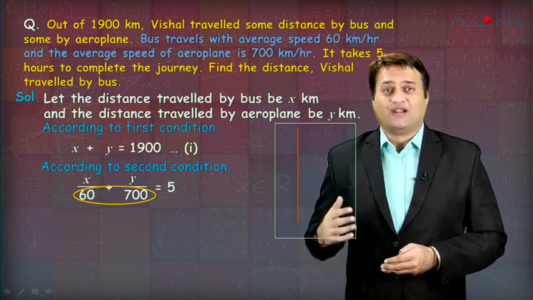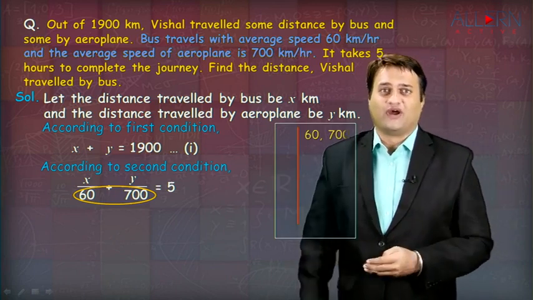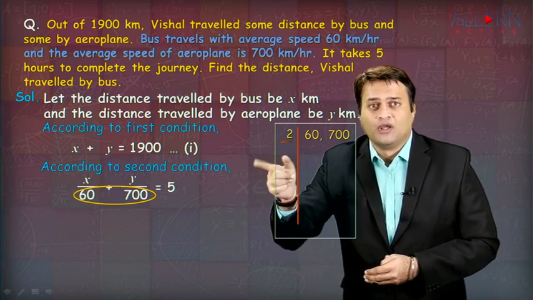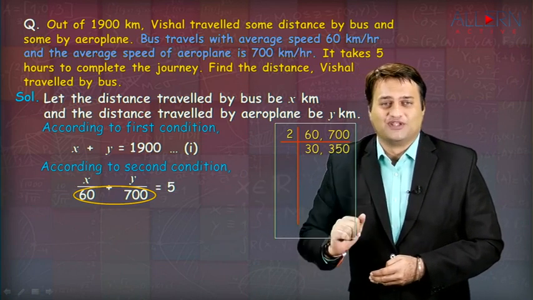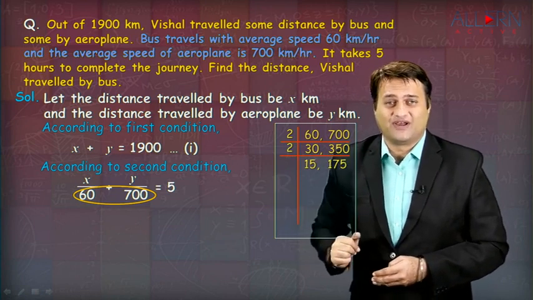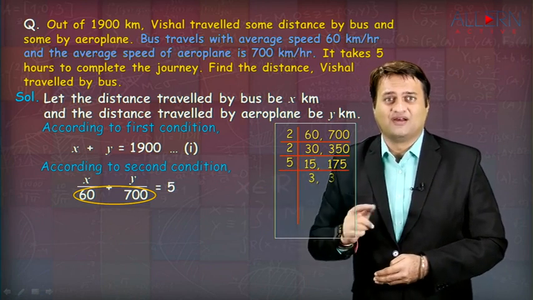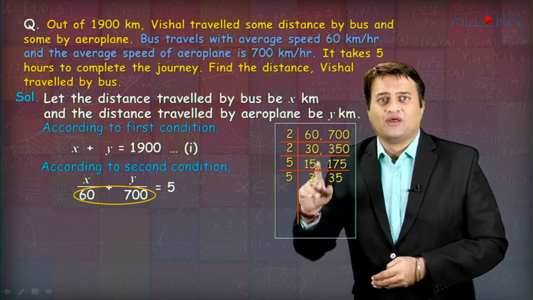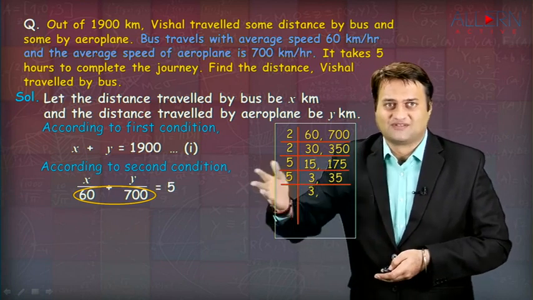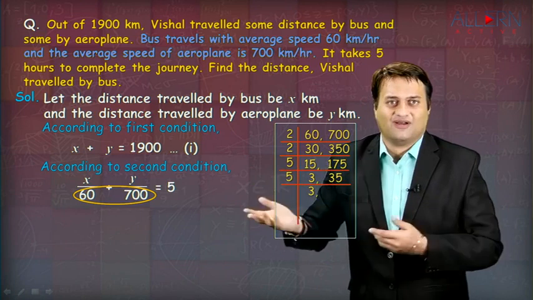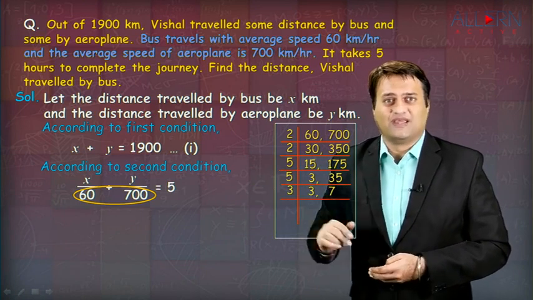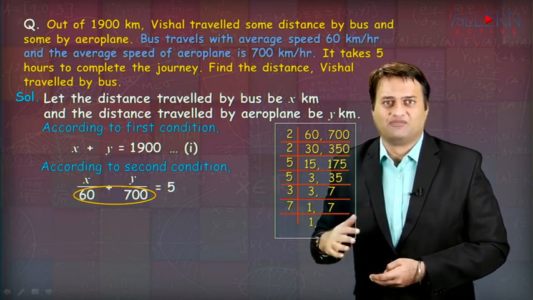60, 700, let's take the LCM. We all know how to find the LCM. The LCM of 60 and 700. Let's see how to do it. 2 30s are 60, 2 350s are 700, 2 15s are 30, 2 175s are 350, 5 3s are 15, 5 35s are 175, 5 3 as we do in LCM, because 3 is not divisible by 5, and 5 7s are 35. Now let's find the LCM. 3, 1, 3, 7, 7, 1, 1.